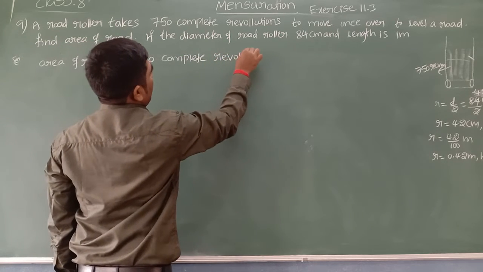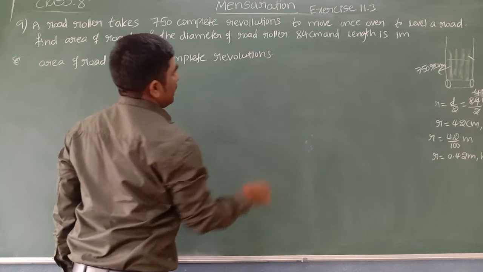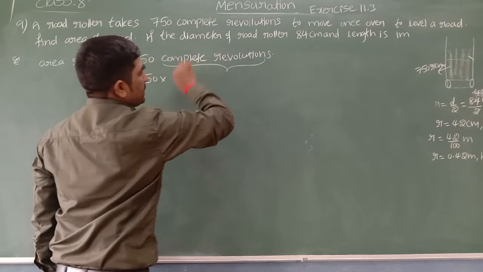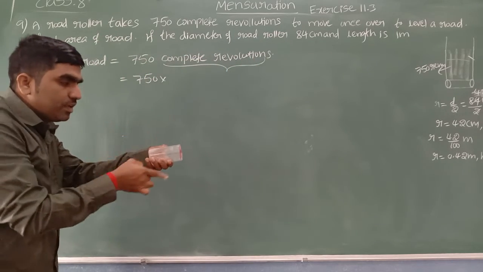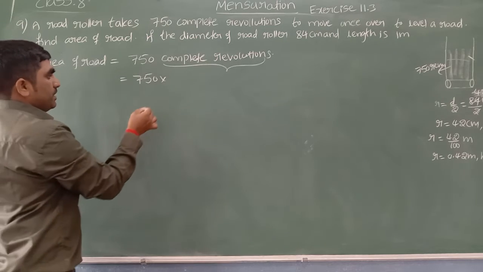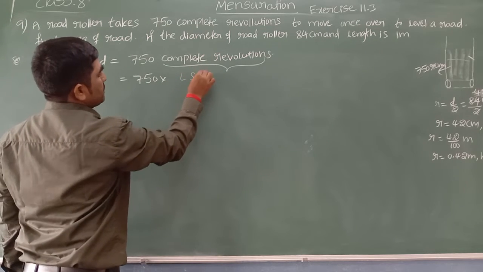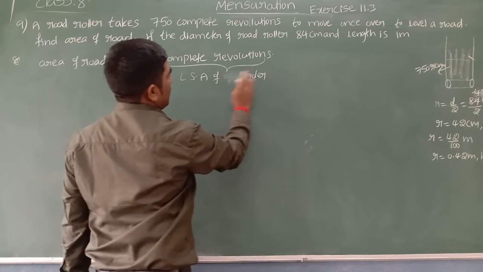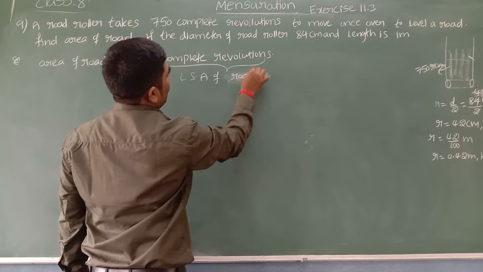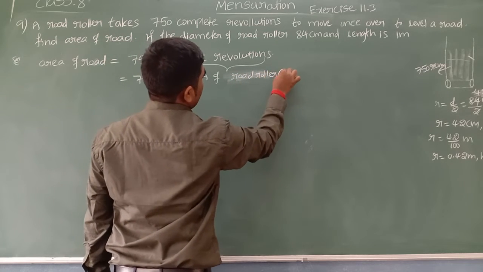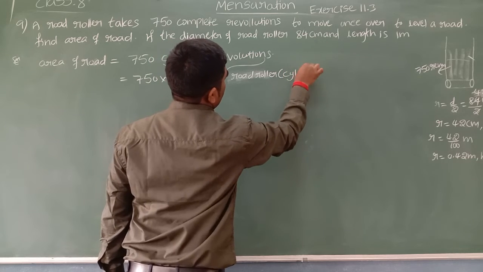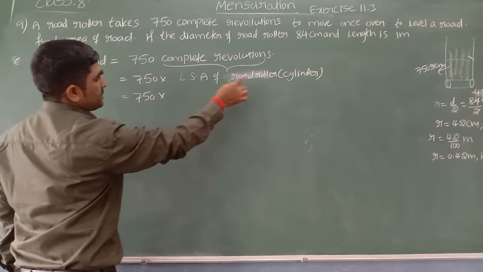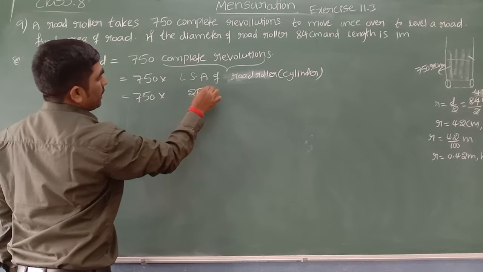750 complete revolutions. It means 750 into one complete revolution. What does one complete revolution mean, beta? When we can say one complete revolution is finished, it has covered the LSA once. Complete revolution means we can write LSA of cylinder. We'll write it as LSA of road roller, which is in cylinder shape. So what is the formula we have? 750 into LSA of cylinder, which is 2 pi RH.